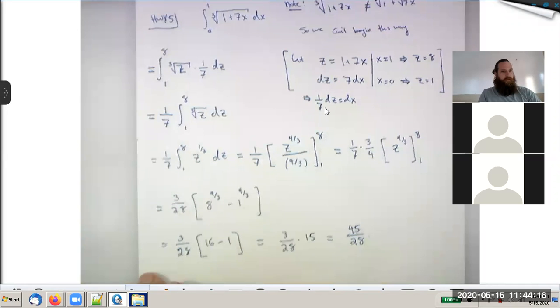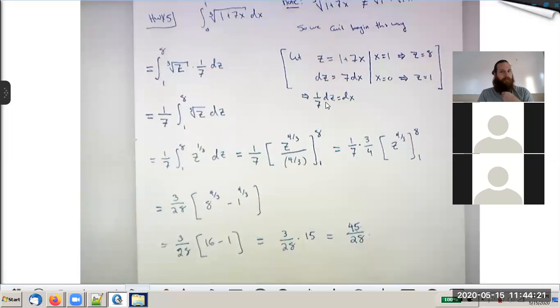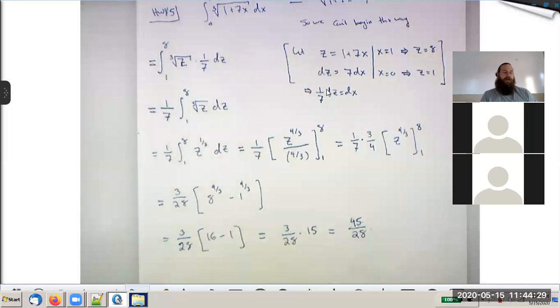The one mistake I made with this problem is for z, I plugged in 1 plus 7x. And then when I changed the bounds, I was doing 1 plus 7 times 8, so I was getting a really weird number. Yeah, so you used the new bounds, but you went back to the old variable.